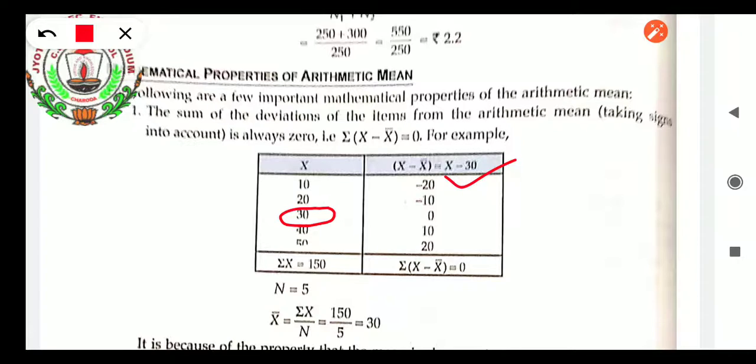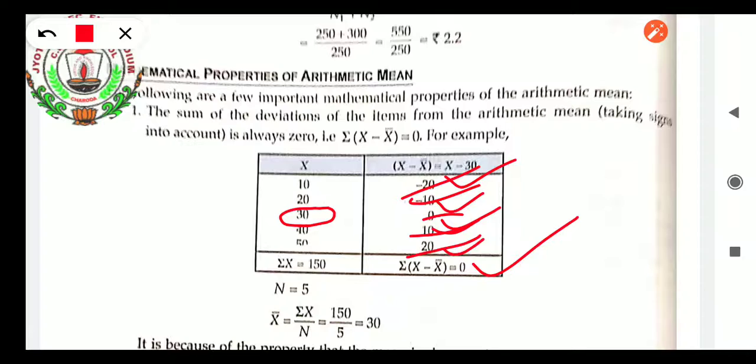20 minus 30, minus 10. 30 minus 30, what is coming? 0. And 40 minus 30, 10. 50 minus 30, 20. If we total up, what are we getting? 20, 20, 10 cancel, 0. What answer will we get?